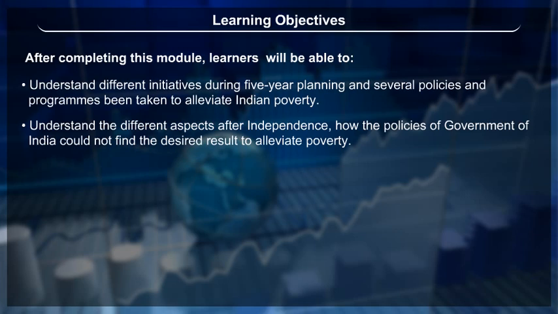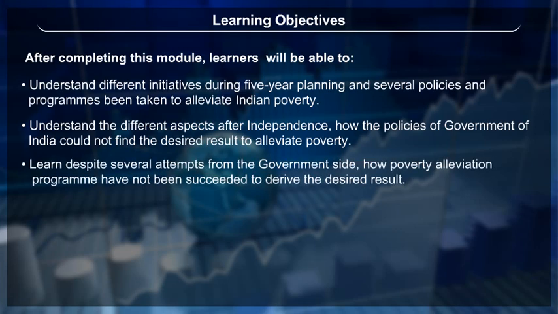Understand the different aspects after independence, how the policies of the Government of India could not find the desired results to alleviate poverty. Learn that despite several attempts from the government side, poverty alleviation programs have not succeeded in deriving the desired result.